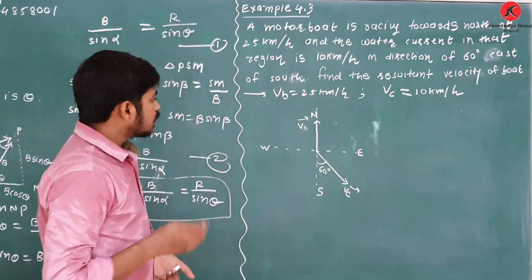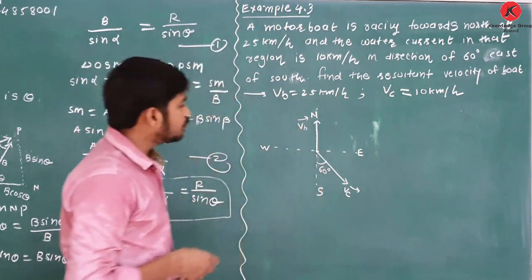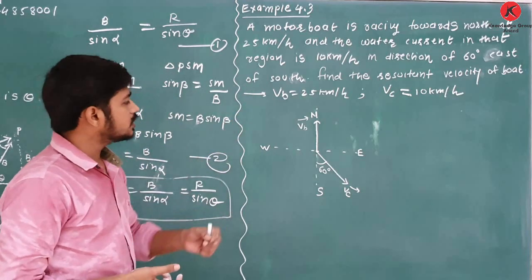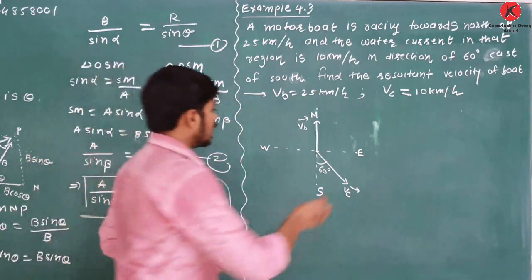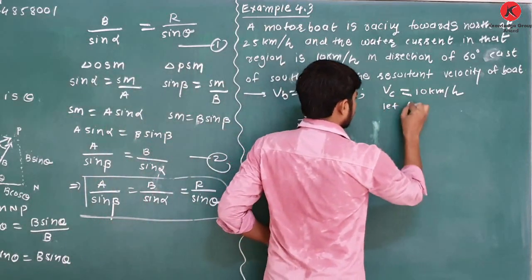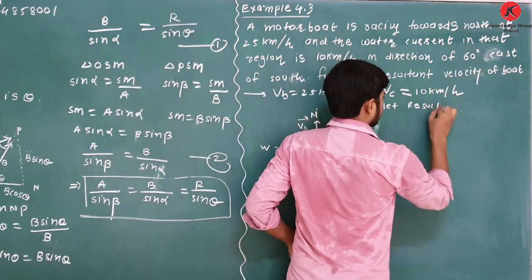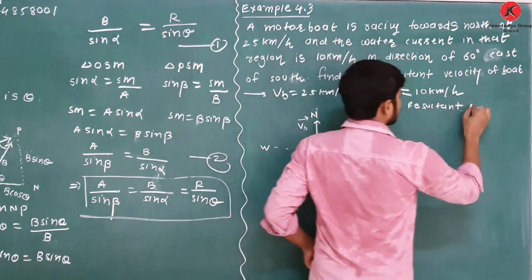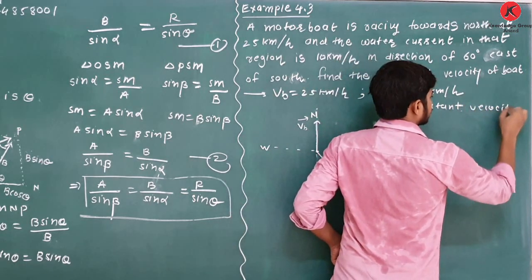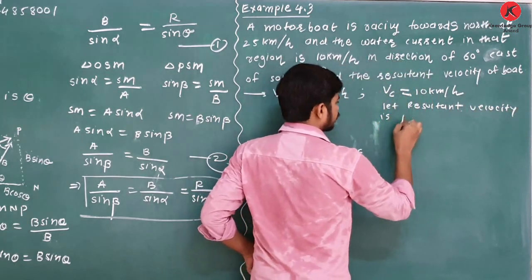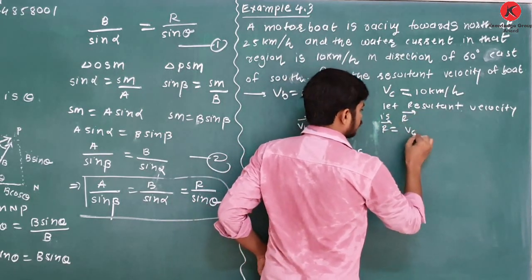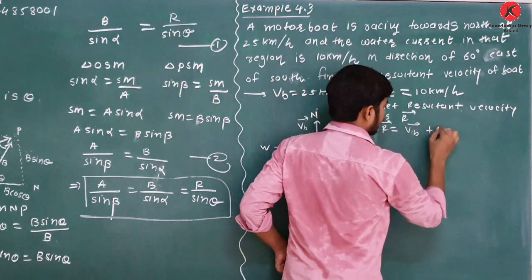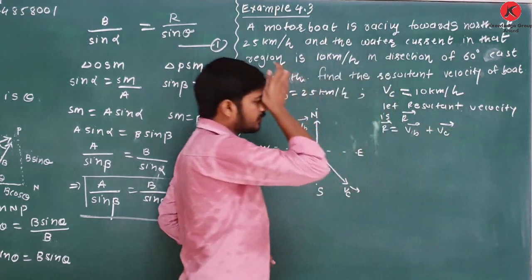Okay. So we have two vectors, VB and VC, and we have to find the resultant velocity. So yes, we can find it with the help of the law of parallelogram. Let the resultant velocity be R. Then how to write R? R is equal to VB plus VC.